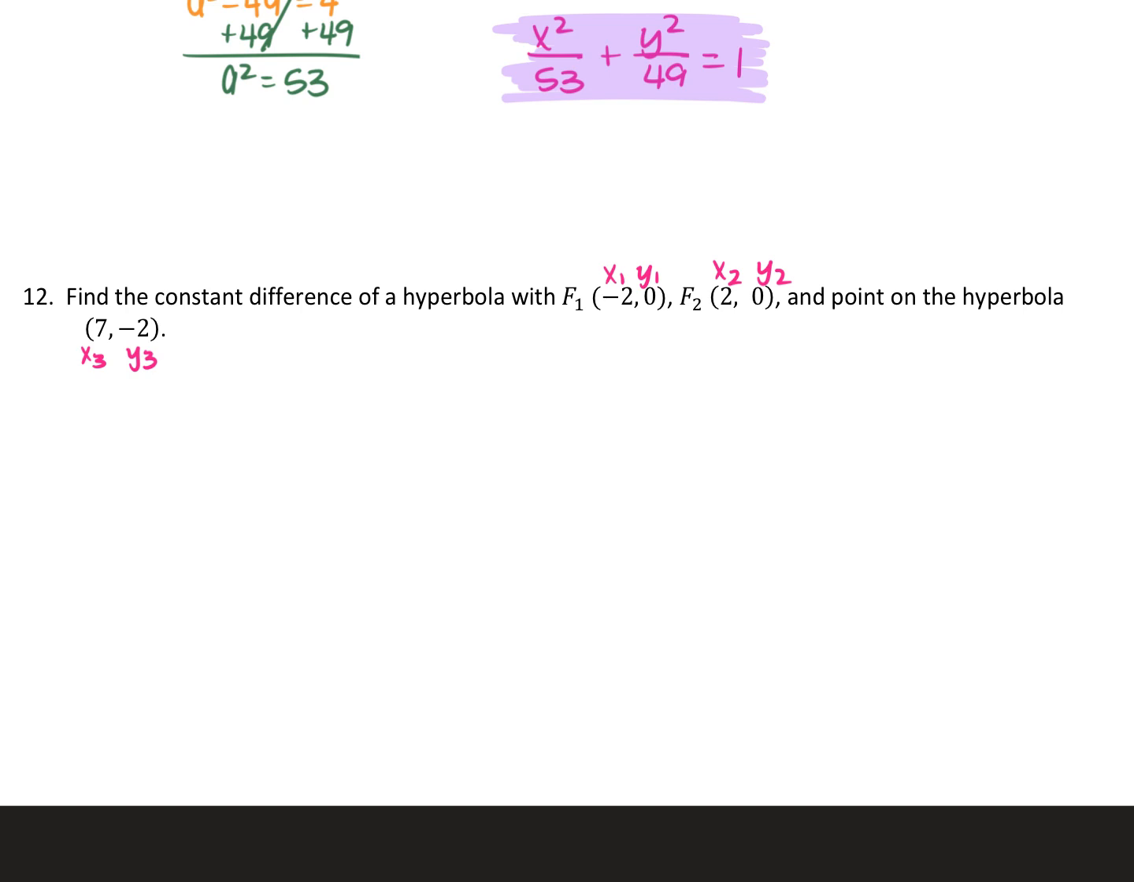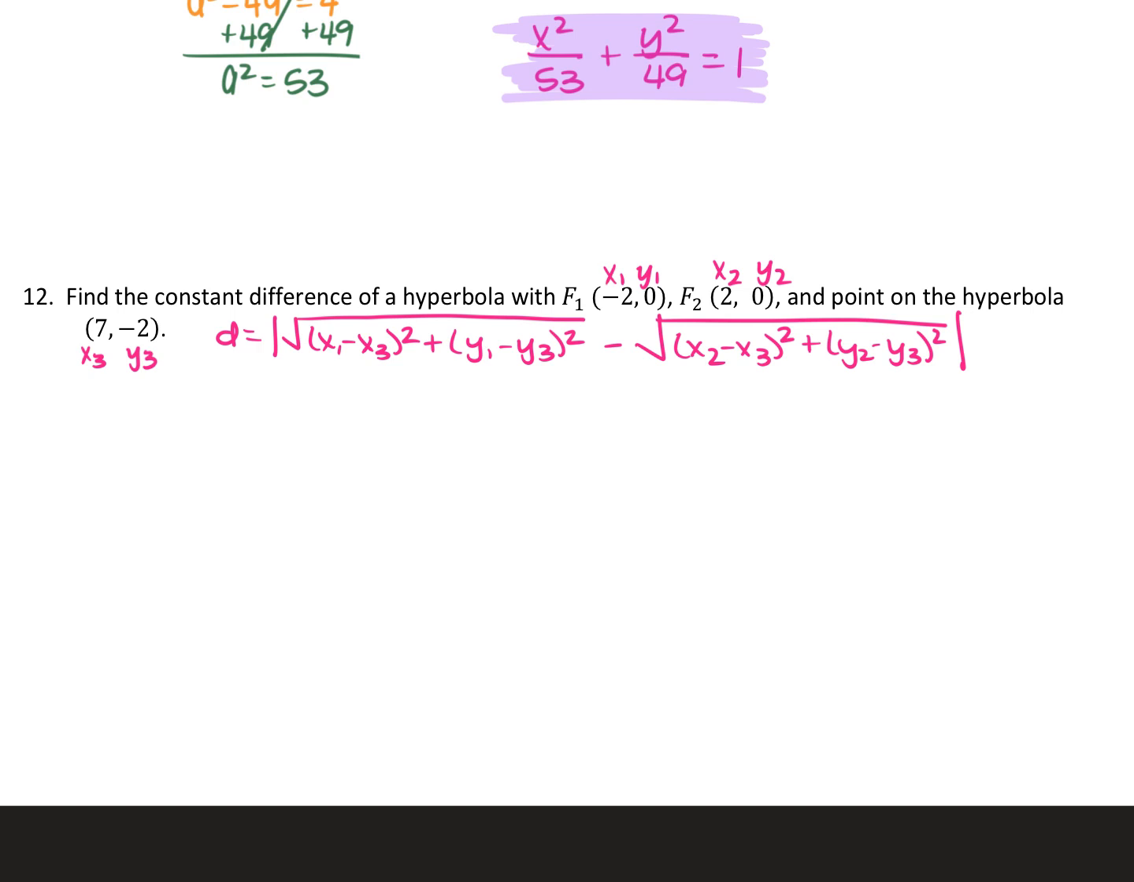The formula for a constant difference is going to be d is equal to the absolute value of the square root of x1 minus x3 squared plus y1 minus y3 squared minus the square root of x2 minus x3 squared plus y2 minus y3 squared. So we're going to plug values in here. So it's going to give us the absolute value of the square root of negative 2 minus 7 squared plus 0 minus negative 2 squared minus the square root of 2 minus 7 squared plus 0 minus negative 2 squared.